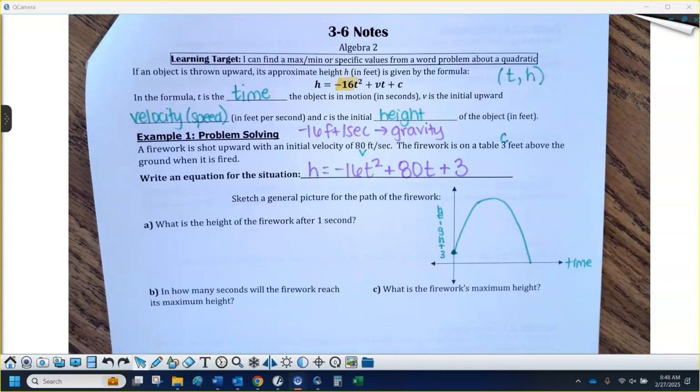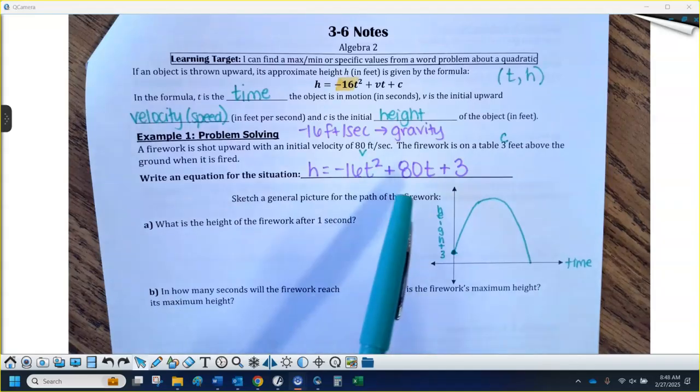So my first question here just says, what's the height of the firework after 1 second? Like, how would I figure that out? Plus 16 feet, plus 3, so 19 feet. But we're not taking into account the velocity.